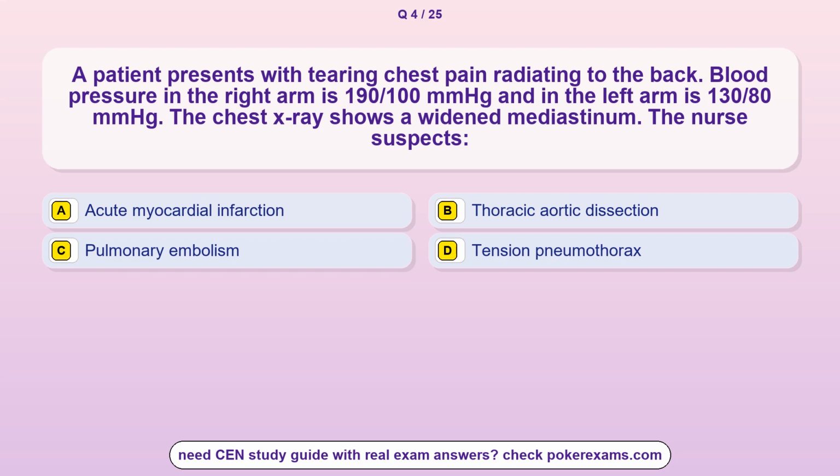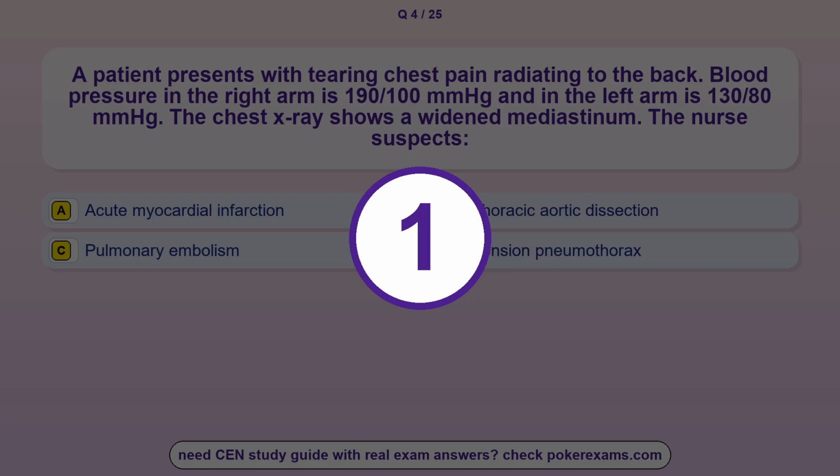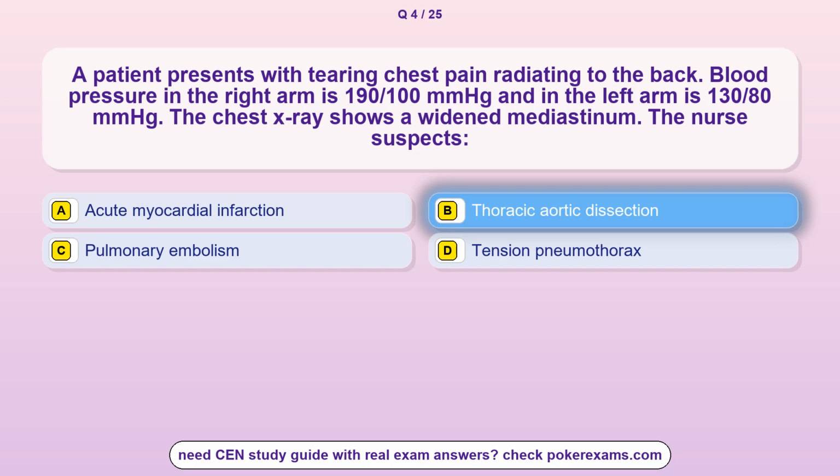Question 4. A patient presents with tearing chest pain radiating to the back. Blood pressure in the right arm is 190/100 mmHg and in the left arm is 130/80 mmHg. The chest X-ray shows a widened mediastinum. The nurse suspects: Option A, acute myocardial infarction. Option B, thoracic aortic dissection. Option C, pulmonary embolism. Option D, tension pneumothorax. The correct answer is option B, thoracic aortic dissection.